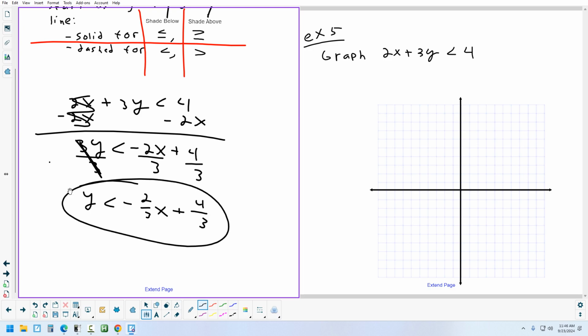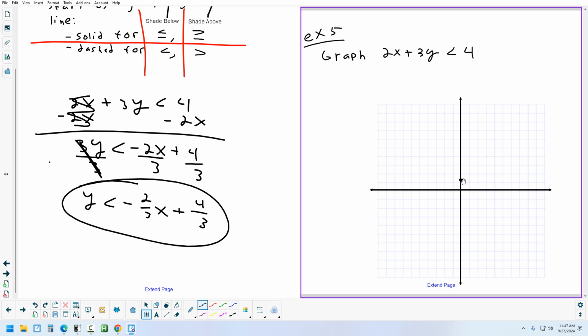Okay, so we need to graph that. Well, 4/3 is like 1.3. All right, so we got our y-intercept at 1.3. And then from that dot, which way do I move to get to the next point on the line? And remember, my slope is going to tell me that. Yeah? Down to the left. To the right. So it is down 2, and then we're going to go.